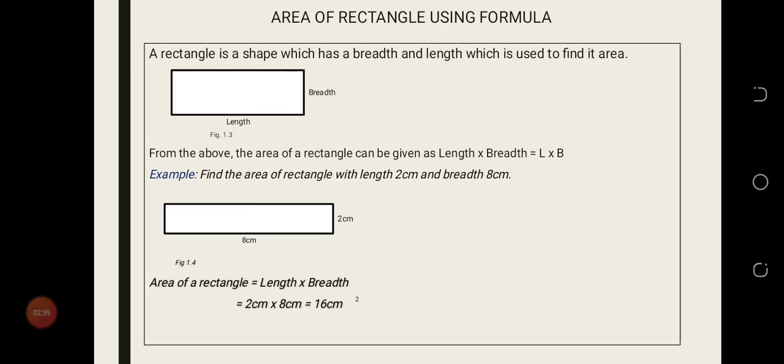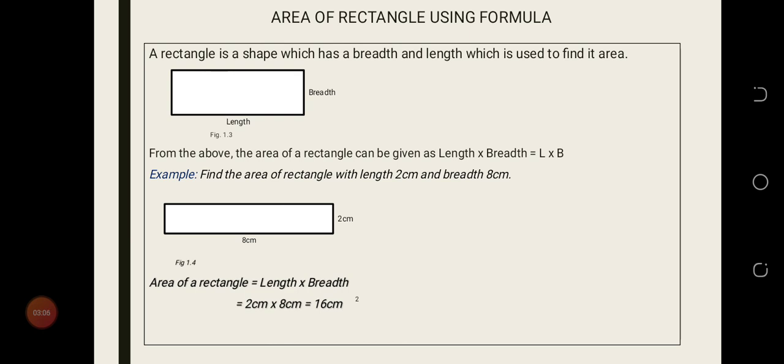Now let's look at the area of a rectangle using the formula. A rectangle is a shape which has a breadth and length, which is used to find its area. So in figure 1.3, you can see the breadth, you can see the length. From the above, the area of a rectangle can be given as length times breadth. Length times breadth.